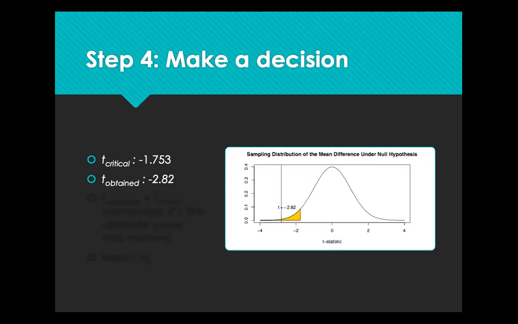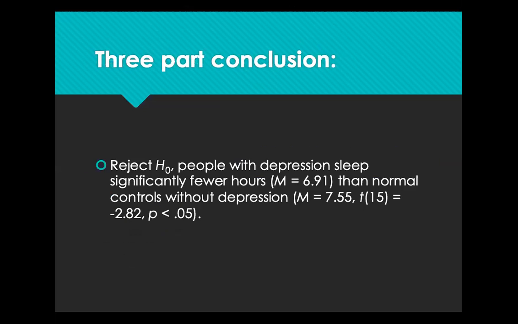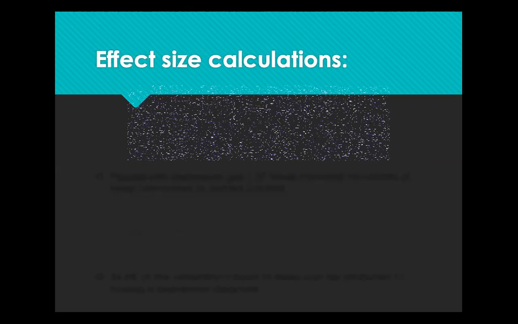So here's what it would look like plotted on a graph. T critical right here, negative 1.753, and here's our T obtained, negative 2.82. We're going to reject the null. People with depression sleep significantly fewer hours, and let's calculate effect size.